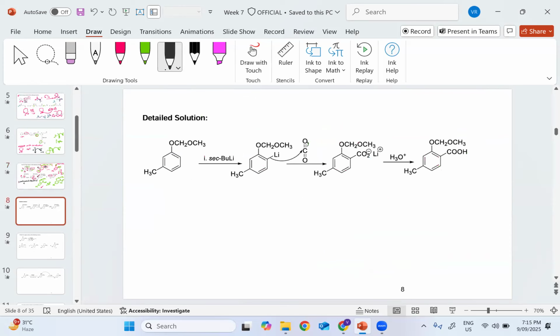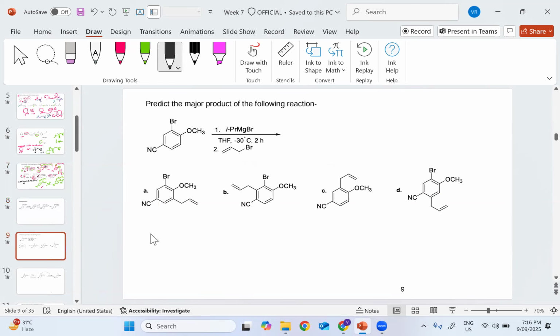So here you can look at the detailed, clear reaction mechanism. You can note it from here. So I will take the next similar question. Here we have the third question: predict the major product formed in the following reaction.